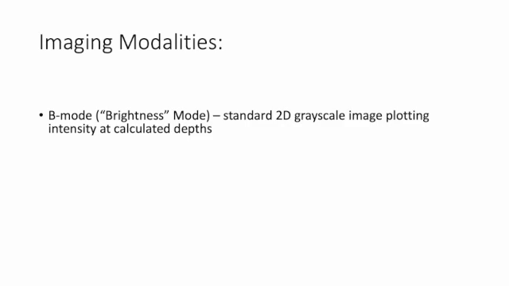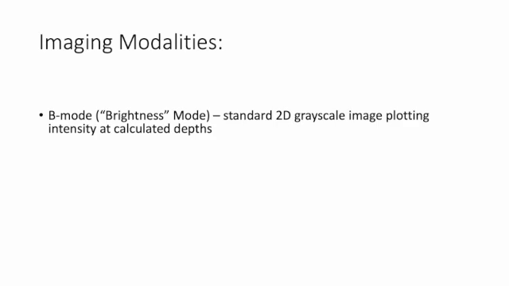Let's dive into what our imaging modalities are. These may be things you've heard of. I'm going to start off with the one that you're probably most familiar with. When all of us think about ultrasound, we generally think about B mode, or brightness mode. This is that standard 2D grayscale image that plots intensity at calculated depths. If those words don't make sense in that order for you, I'm going to have some graphics later on. But if you can just remember that the typical ultrasound that you think of is B mode, it can help you differentiate between some of the others.